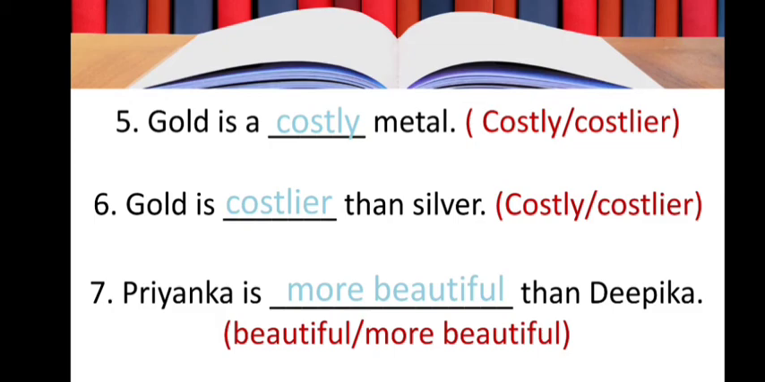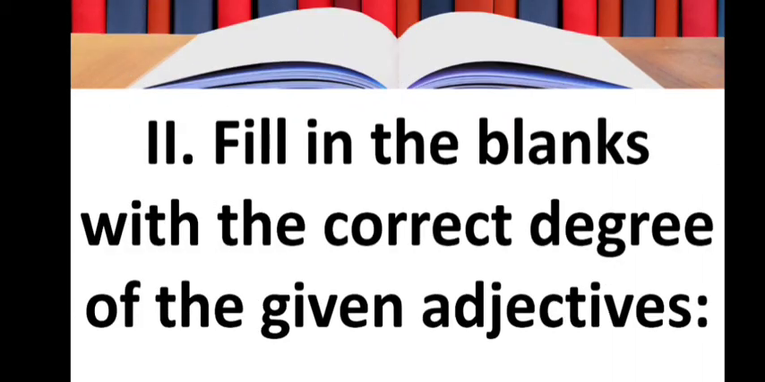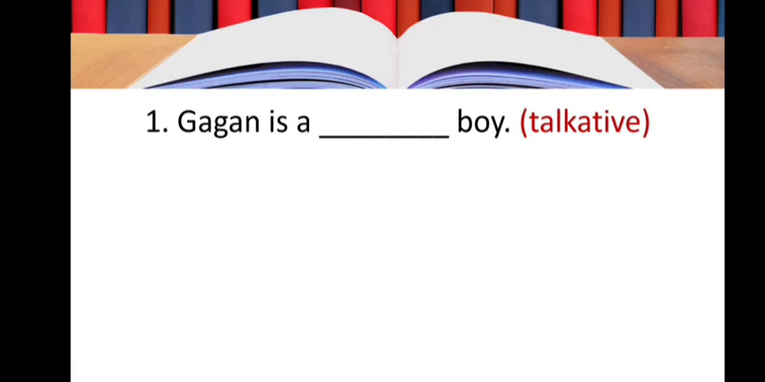Let's move to the next question, which is fill in the blanks with the correct degree of the given adjectives. Here what you have to do, you have to fill the blanks with the correct degree of the adjectives which is given. The first question is Gagan is a dash boy and the adjective given is talkative. Here you can see we are talking about Gagan only, so we will use the positive degree and the answer will be Gagan is a talkative boy.